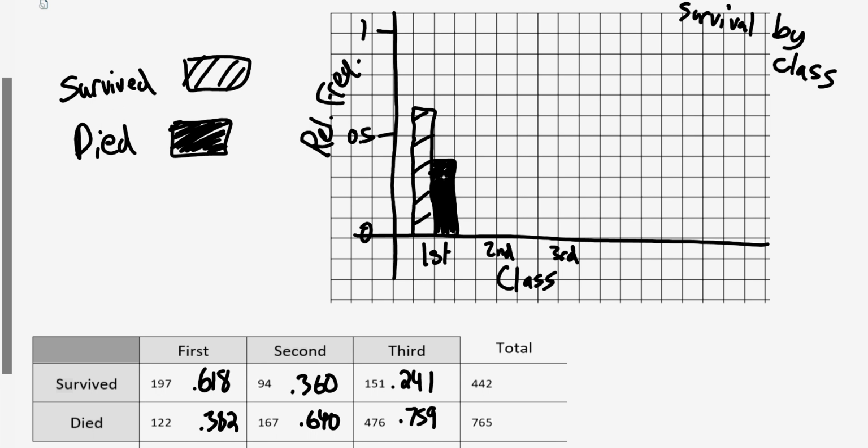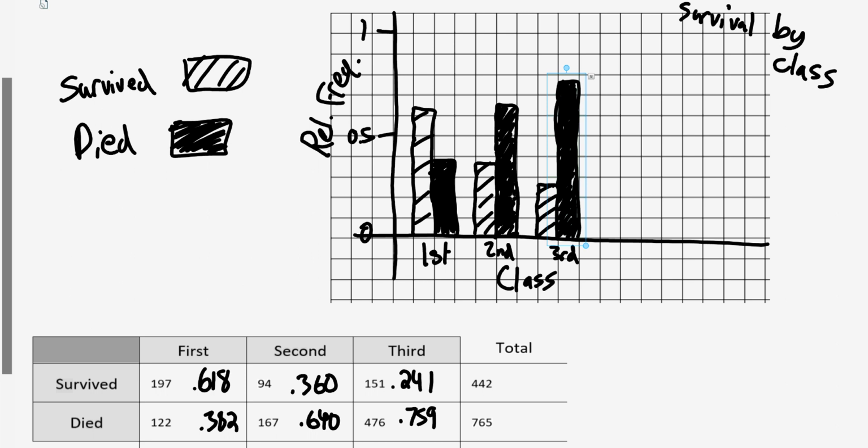And we can do the same thing for second class. Survival was at that 36-ish%. And death was at about 64%. And then finally third class was about 25, 75-ish. And you don't have to put numbers on like in the boxes. It doesn't have to be absolutely perfect, but that's why we have the work down below to show what the actual percentages, proportions are of survival versus death. So we have that to back up the data that's displayed on the graph. So that is a side-by-side bar graph.